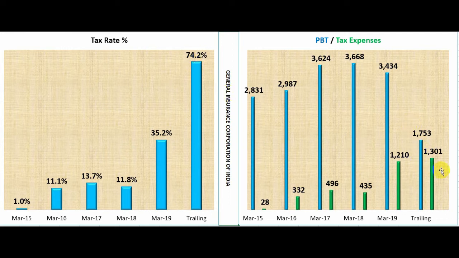We need to understand what the reason is for the company to pay such an amount as tax expense against the current year's profit before tax. In March 19, the total profit before tax was 3,400 crores, against which it paid 1,210 crores. So we can see the company's tax rate has been increasing consistently.